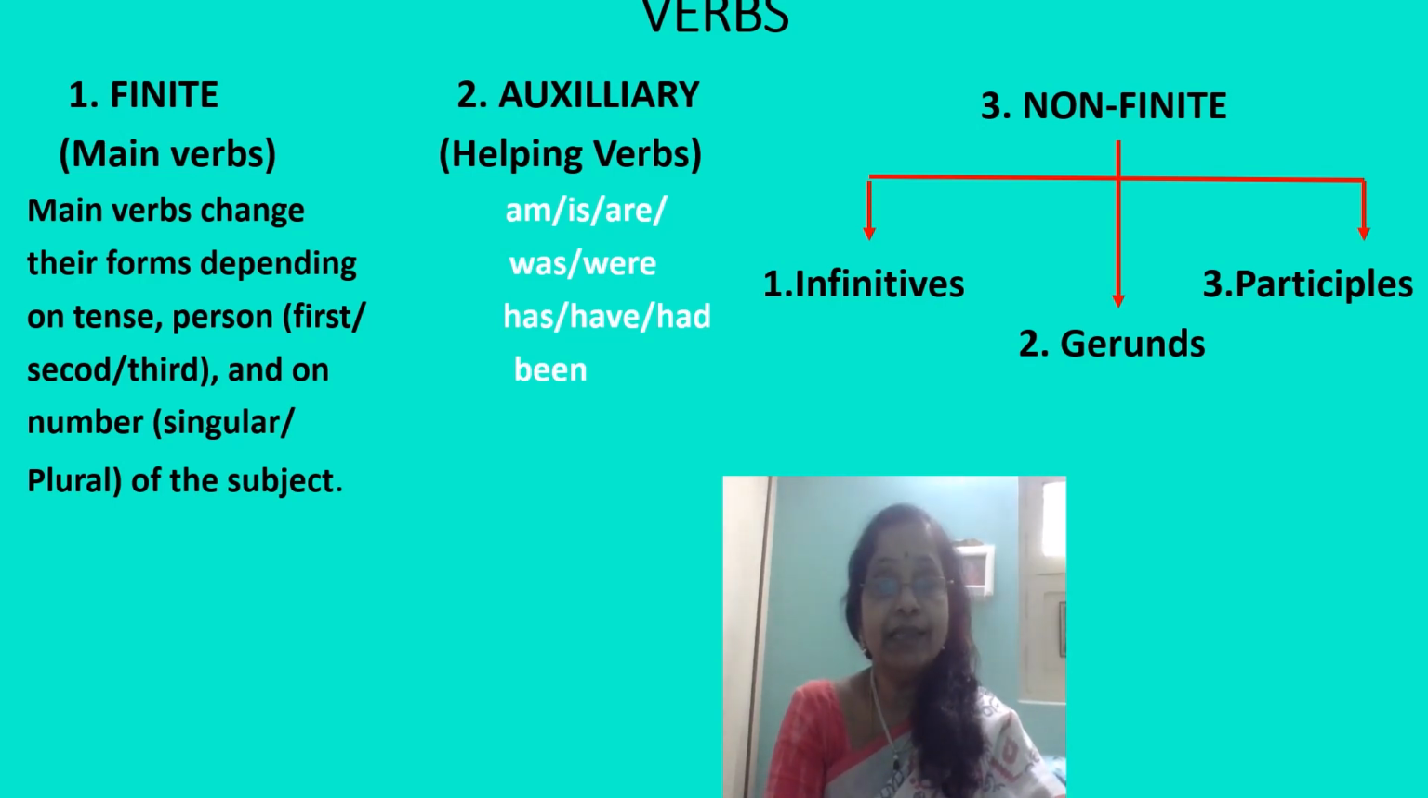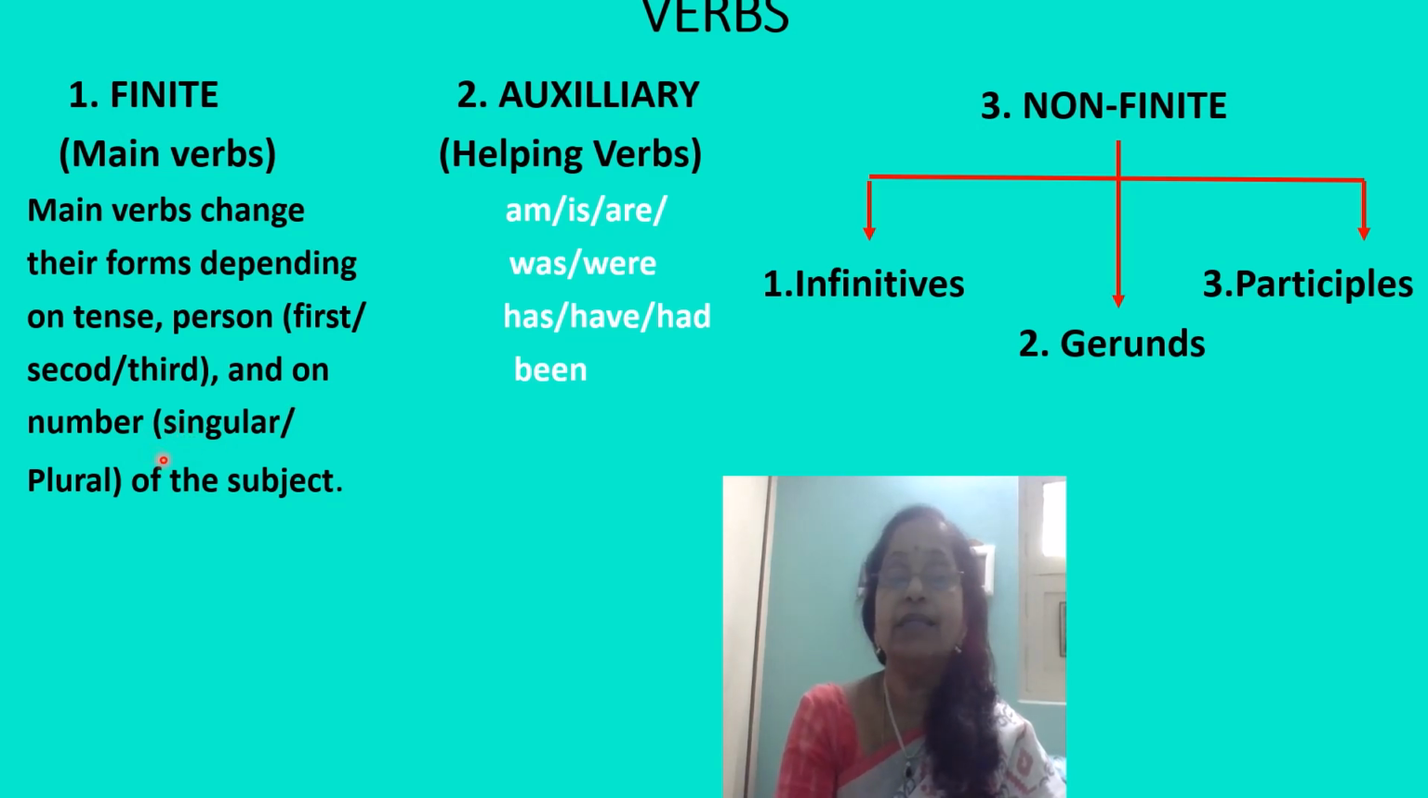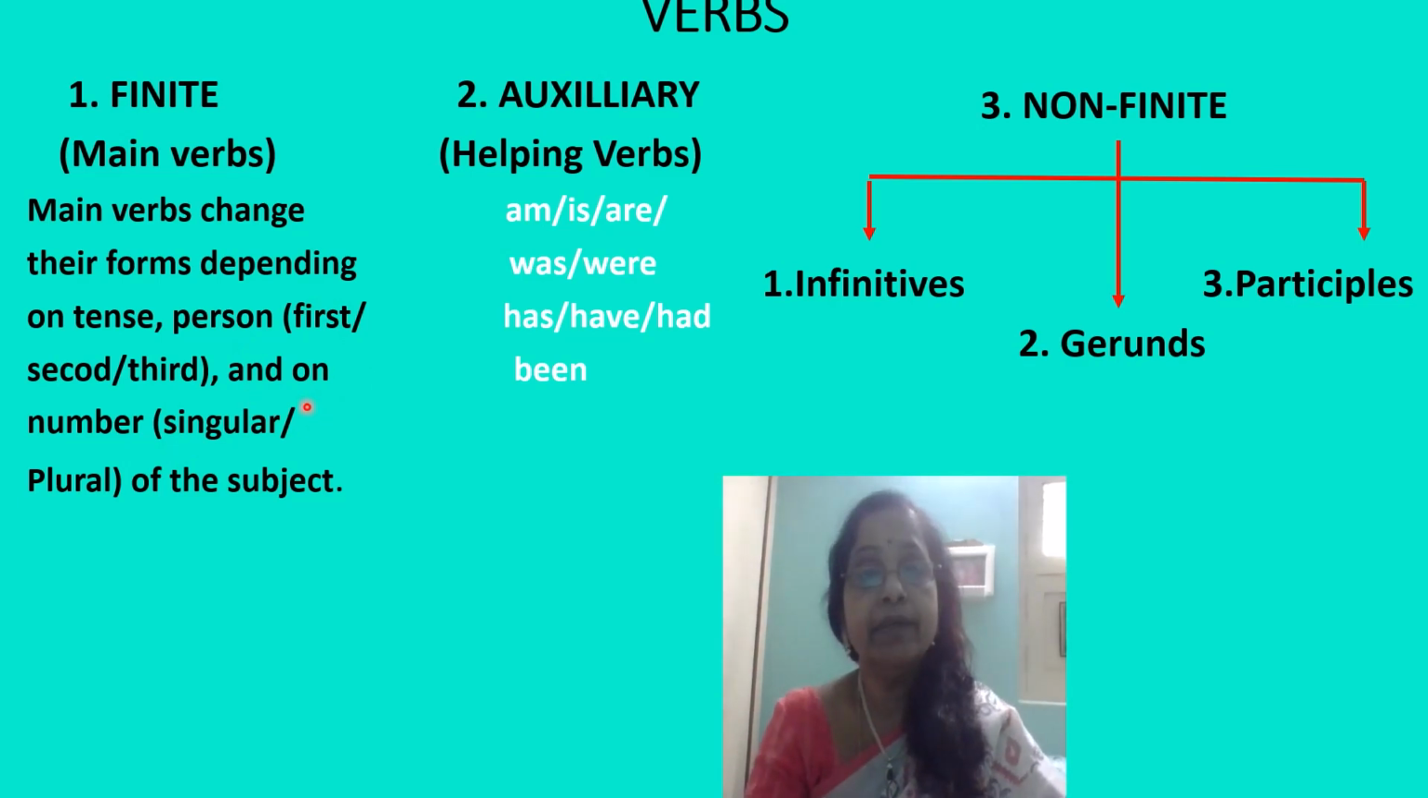You all know the tenses: the present tense, past tense, future tense, and their continuous forms. There are six simple tenses and six perfect tenses. So these main verbs are always affected by the 12 tenses. And then person, like first person, second person, and third person: I, you, he, she, it, and they. And singular and plural numbers, like I and we, she and they. So these main verbs are the action verbs which are always affected by the tenses.